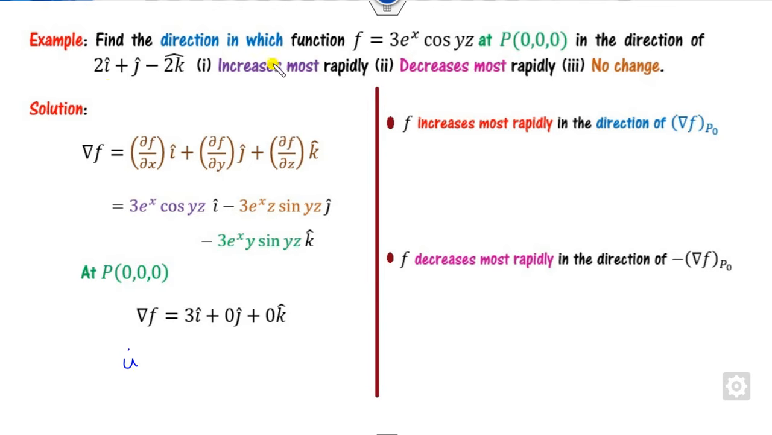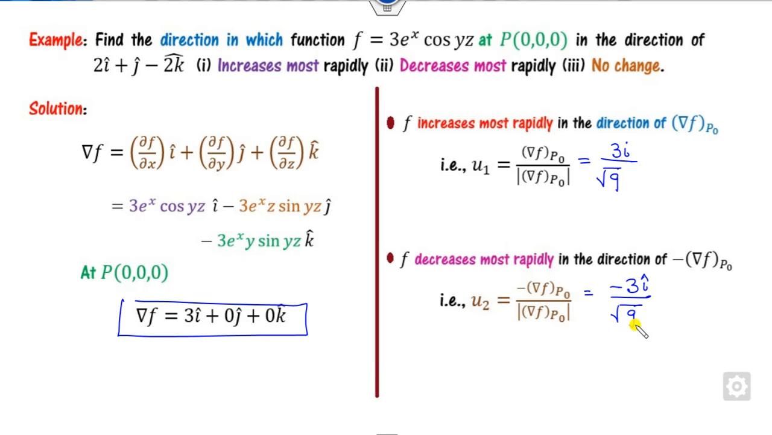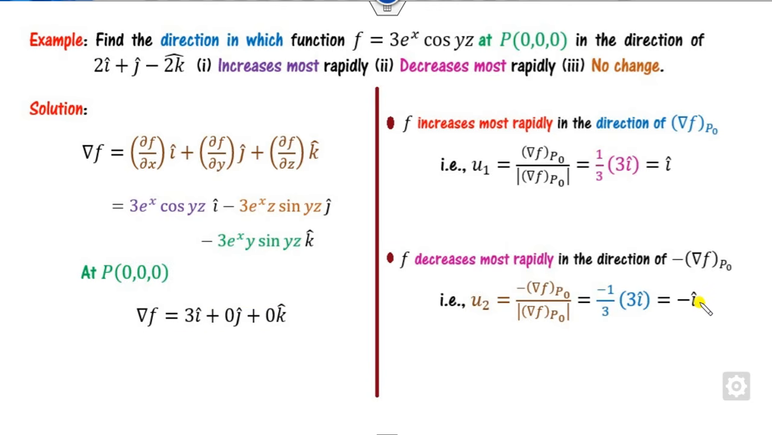Now in this case they are not talking about the directional derivative. If you want to find the directional derivative, you can find this value as the gradient dot u. But they are simply asking for the direction in which the function increases. It means we have to find this. What is the answer of this? You can substitute the gradient. That is nothing but 3i over root 9. In this case it's minus 3i over 9. So that is i and minus i.